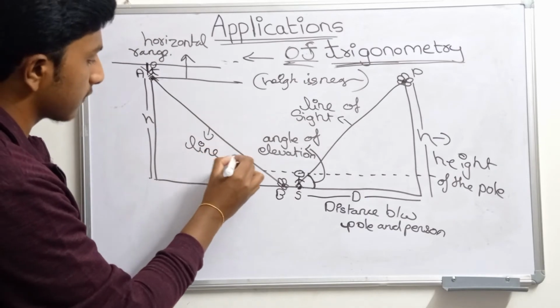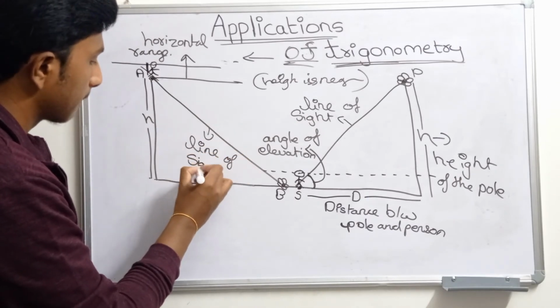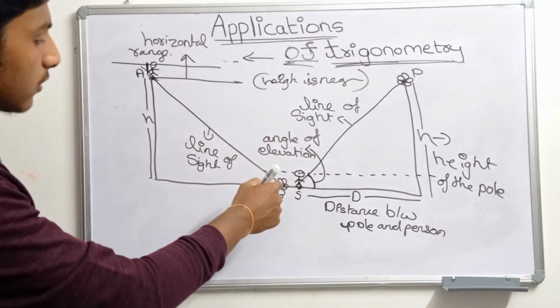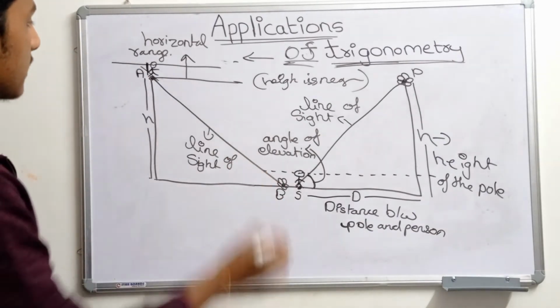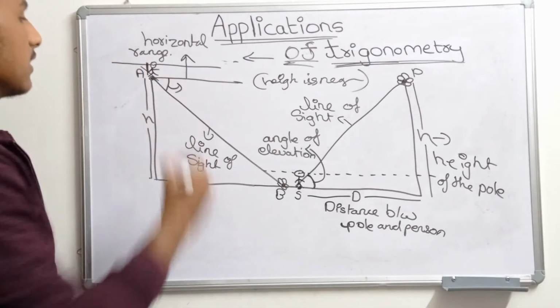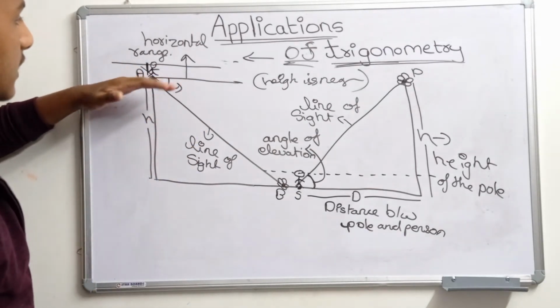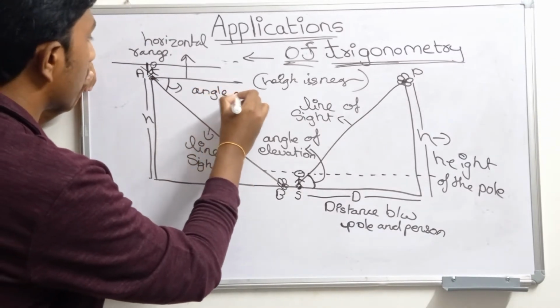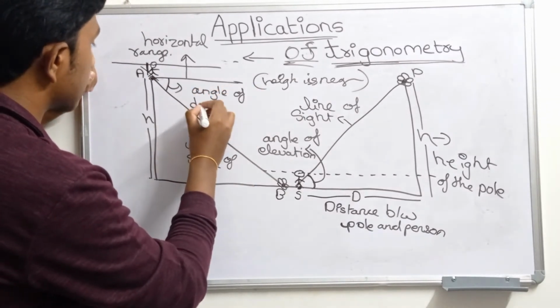This diagram, line of sight, is the view of the person from his eye towards the object which is located on the ground. This is the line of sight. And consider this angle. This angle, between the line of sight and the horizontal range, is known as the angle of depression.